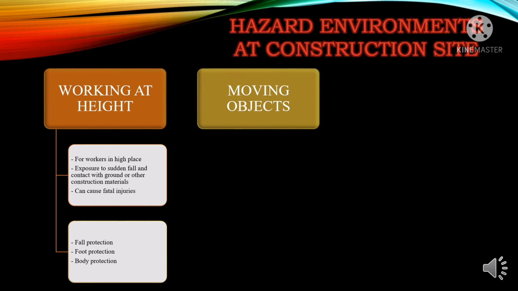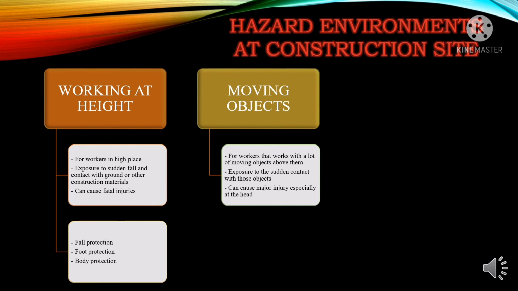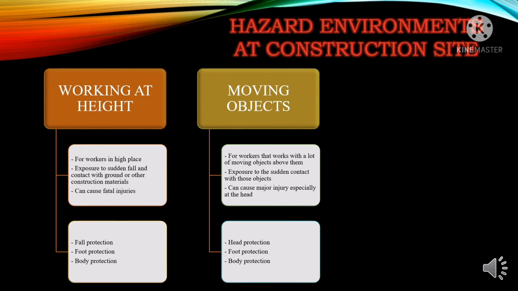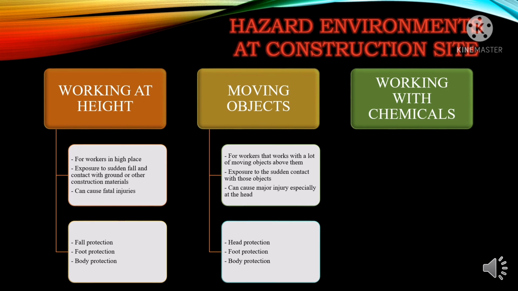The second one is moving objects. It means that the workers work with a lot of moving objects above them. They are exposed to sudden contact with those objects, which can cause major injury, especially to the head. The PPE that they need to wear is head protection, obviously to protect their head, foot protection to protect their feet from falling objects, and body protection also to make sure that they can be seen while working.